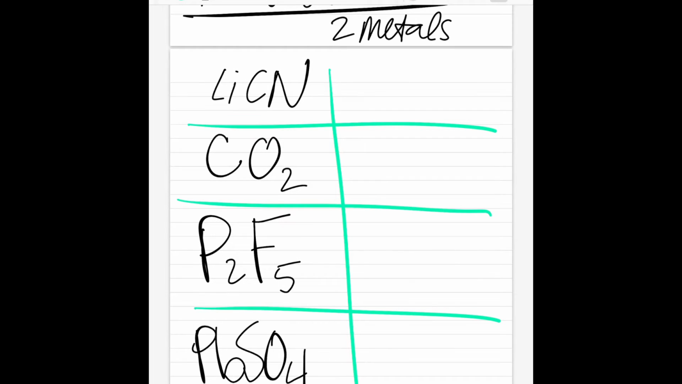And so I want to talk about which ones are ionic and which ones are covalent. So just take a second and pause the video, and I want you to take a guess. Which ones are ionic and which ones are covalent? None of these are metallic. They're all either ionic or covalent, so take a guess.